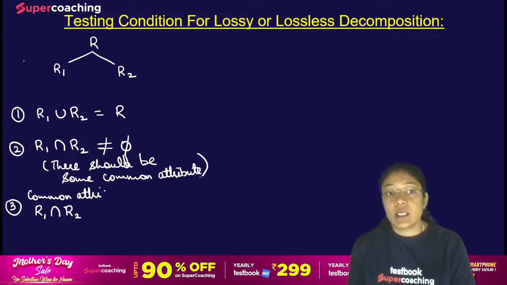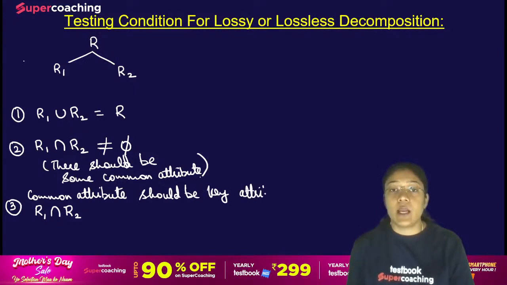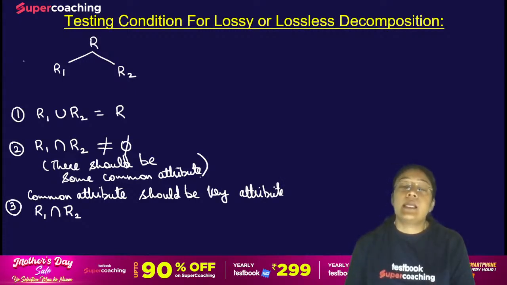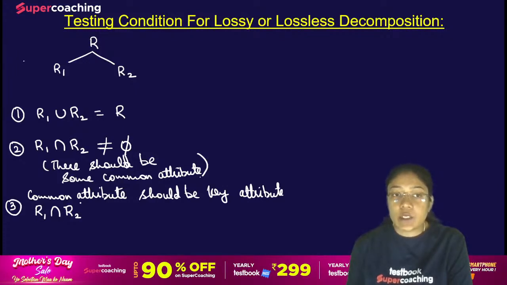How to find out the keys? The common attribute should be a key attribute, right? Key attribute कैसे find करते हैं? जो भी एट्रीब्यूट है R1 इंटरसेक्शन R2 का जो भी रिजल्ट आया है, की का मतलब क्या होता है?